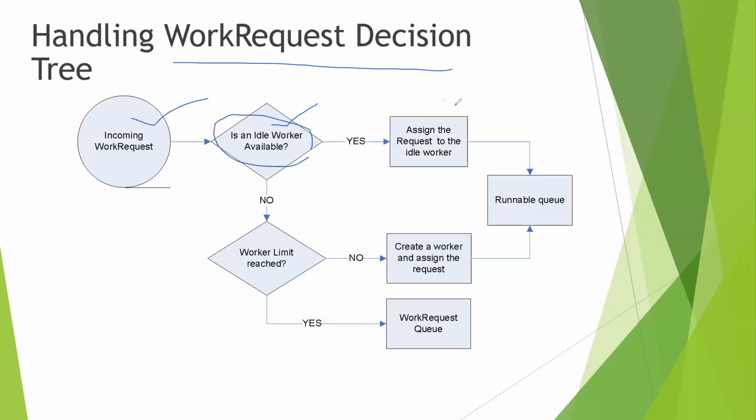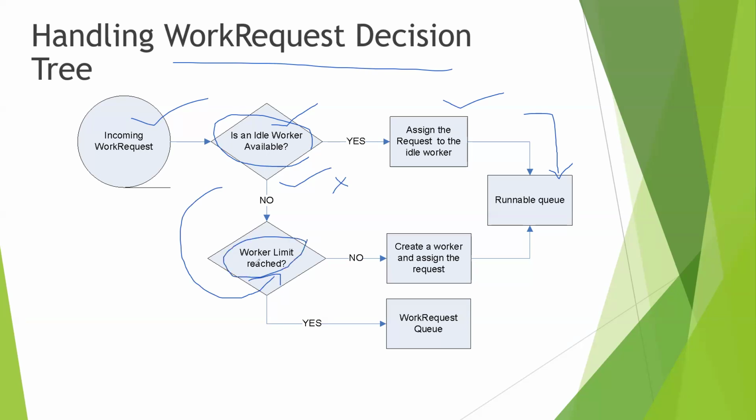So it checks whether an available worker exists. If available, it assigns the request to the worker and sends it back to the runnable queue, and it will be ready to execute on the CPU as soon as the CPU is available. If the worker thread is not available, then it will check whether the worker limit has been reached.